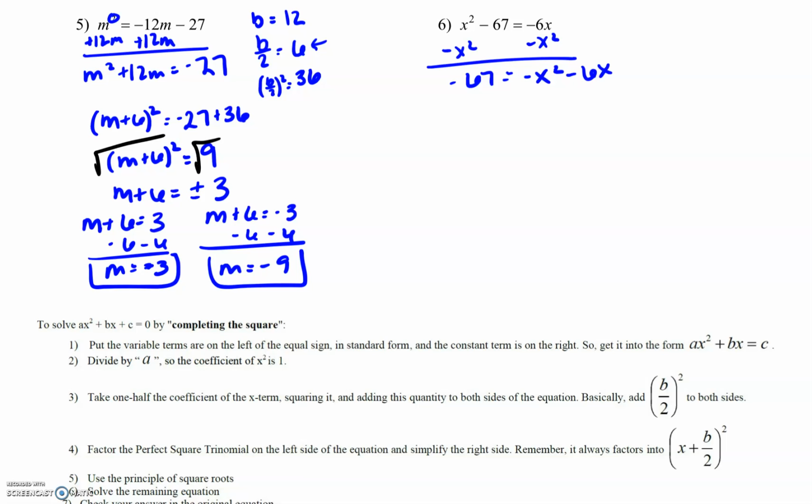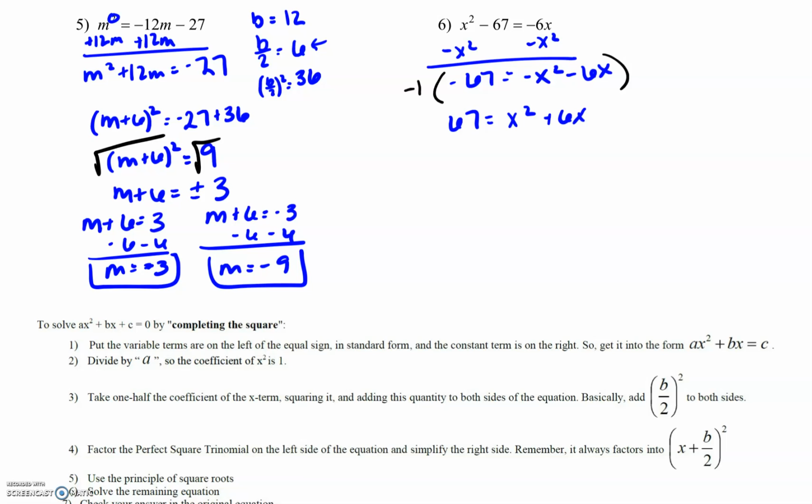Whenever we're solving quadratic equations, we never want a negative x squared term. And you know what the best way to get rid of a negative is? Multiply by a negative. But in order for it to remain equivalent, we have to multiply the whole thing by a negative. So I'm just going to put negative 1 out here, big parentheses, and we're going to distribute that negative 1. So we have positive 67 equals positive x squared plus 6x. Sweet. Now we don't even have to worry about it.